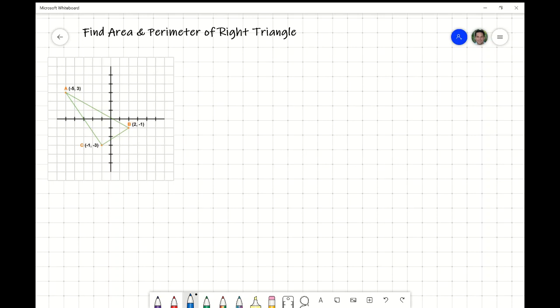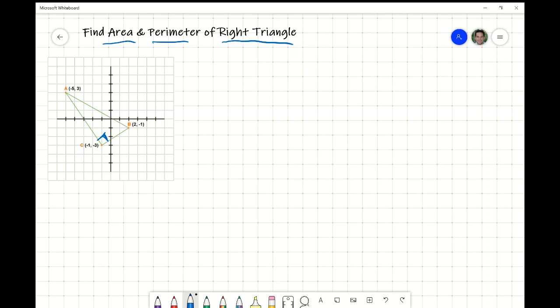Hey, this is Mr. J, and let's use this example to find the area and perimeter of what appears to be a right triangle. We'll verify that in just a moment. All right, so let's do that. Let's put us a right angle here. I'll give it away a little bit, but how do we do that? Remember, we've got to find the negative reciprocal of AC and CB.